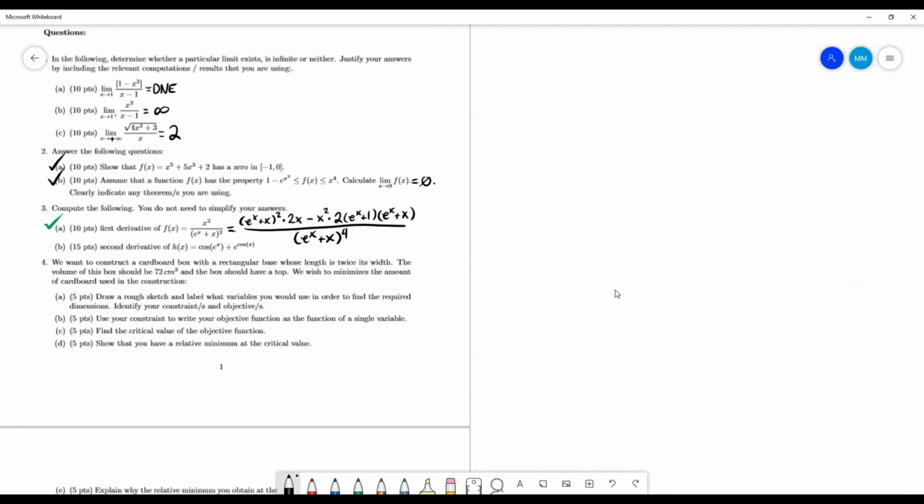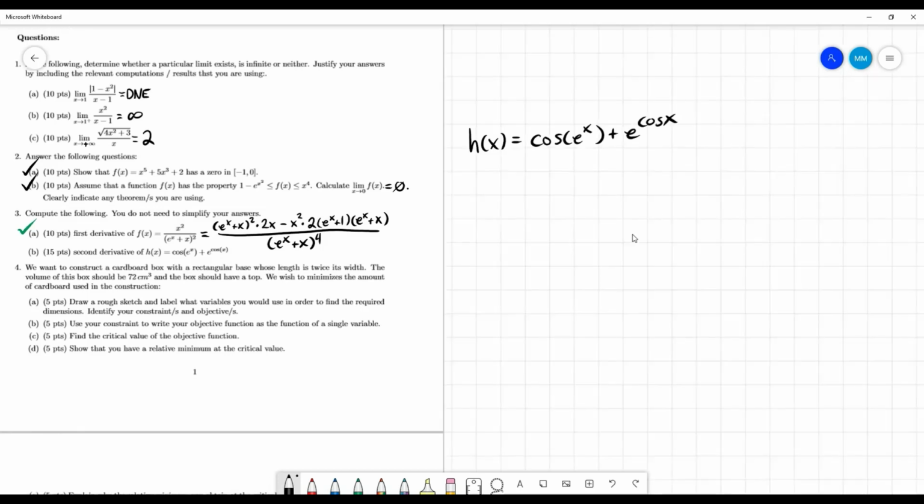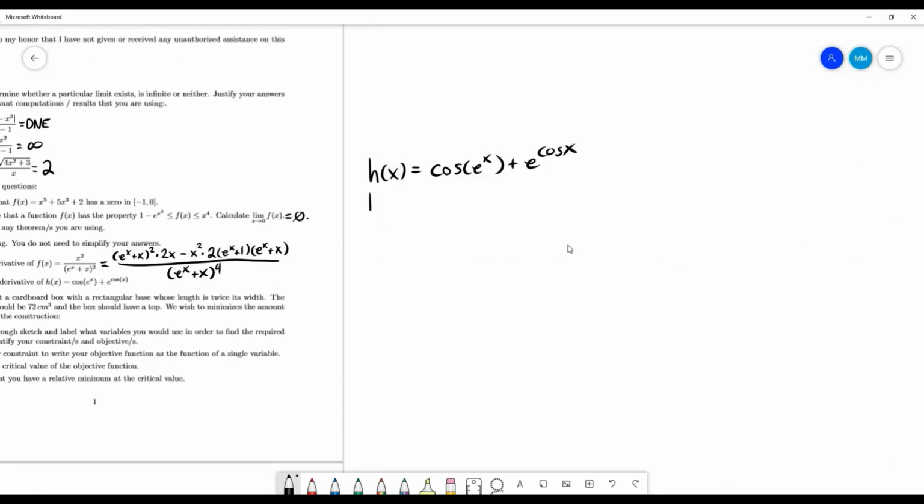This next question, we want to find the second derivative of this function h of x, like so. And so this is obviously going to use some chain rule. So we're first going to take that first derivative. So we're going to take the derivative of the inside times the derivative of the outside, which is going to be negative sine. So I'm going to put that negative in front.